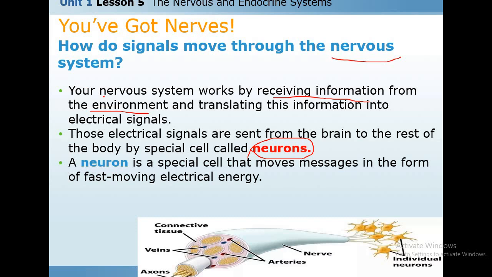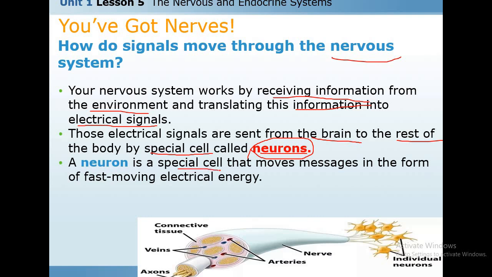So first, you receive information from the environment. Your nervous system translates this information into electric signals, electricity. These electric signals are sent from your brain to the rest of the body by special cells called neurons.